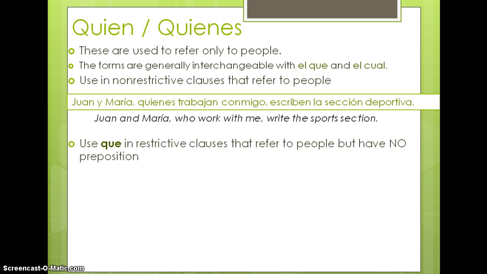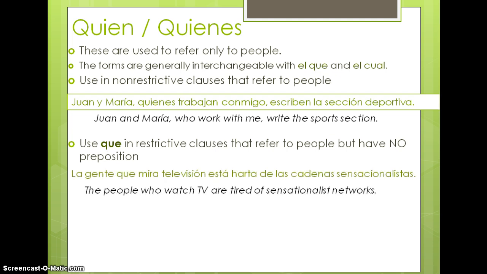We will use que in restrictive clauses that refer to people but have no preposition. La gente que mira televisión está harta de las cadenas sensacionalistas.